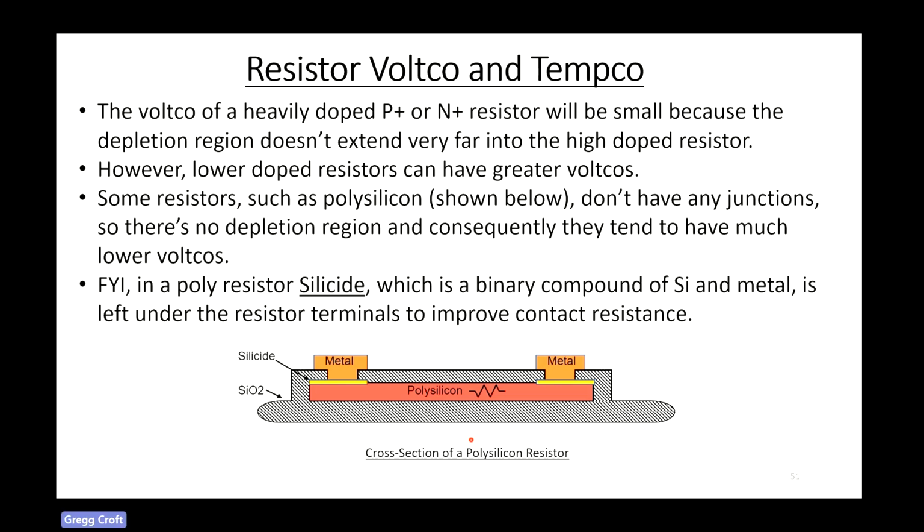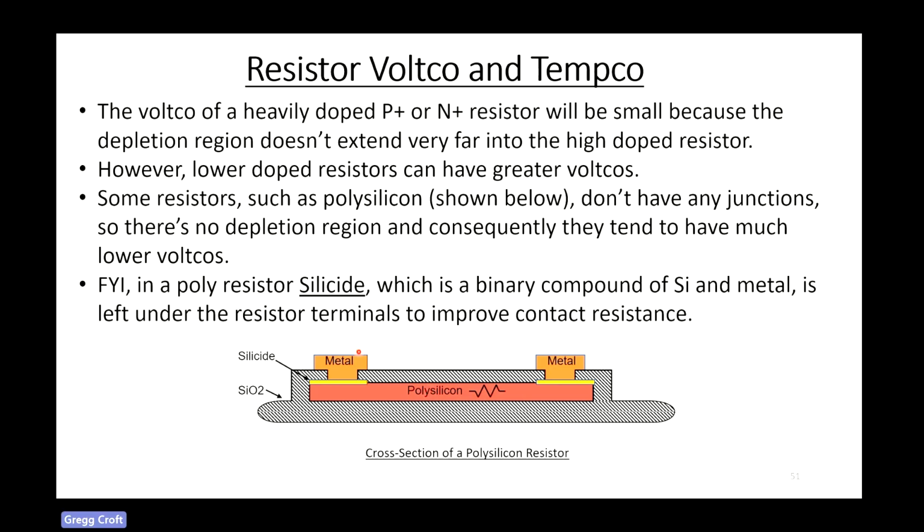Some resistors, such as polysilicon, I'm showing a polysilicon resistor below here, don't have any junctions. They're just polysilicon surrounded by oxide. So there's no depletion region, and consequently, they don't have much of a Voltco at all. Maybe a little bit, but no junctions to deplete and cause the resistor cross-section to decrease.